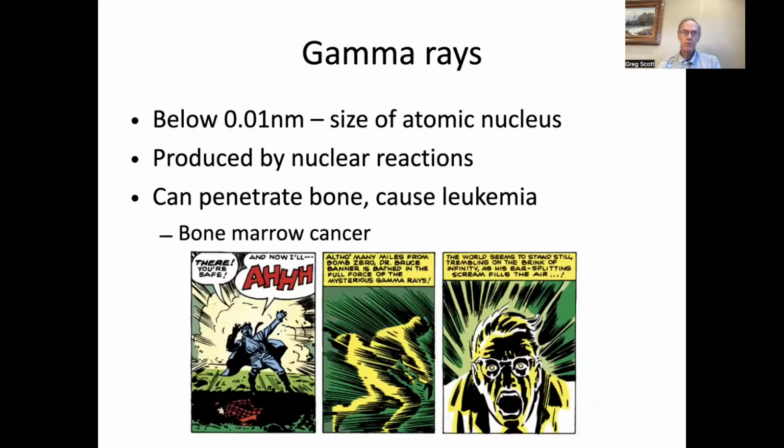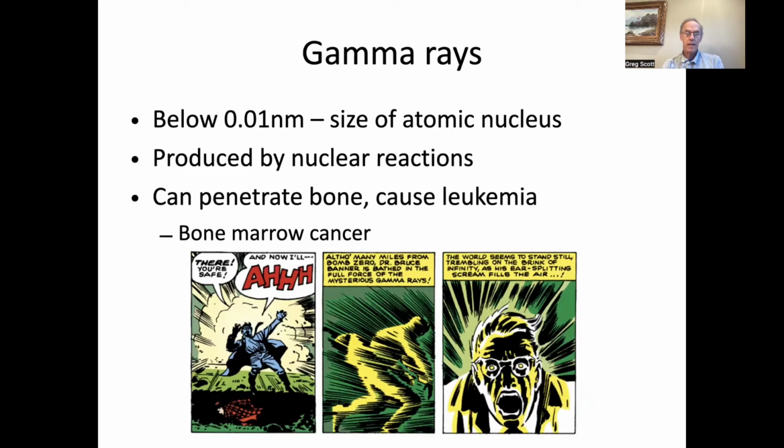If we go even further, now we get down into the gamma rays. If we get down below 0.01 nanometers, now we're down to the size of an atomic nucleus. Gamma rays are produced by nuclear reactions. They can penetrate all the way down into the bone. They can get into the bone marrow itself. So they can cause leukemia.